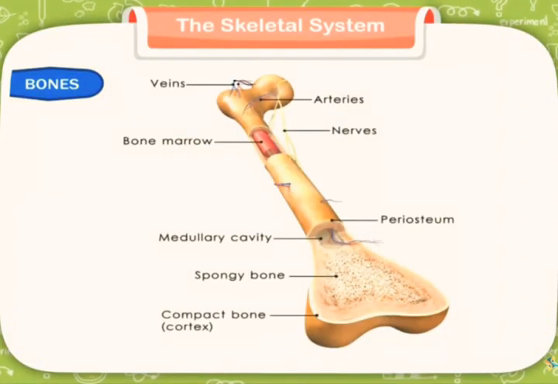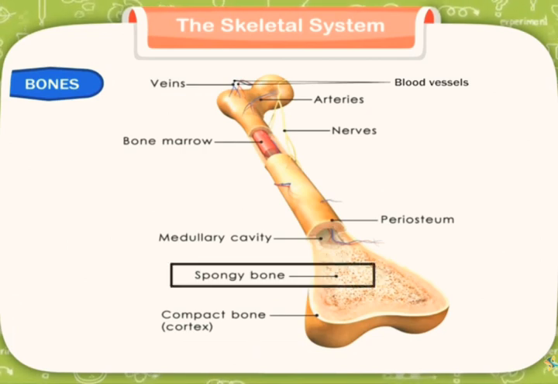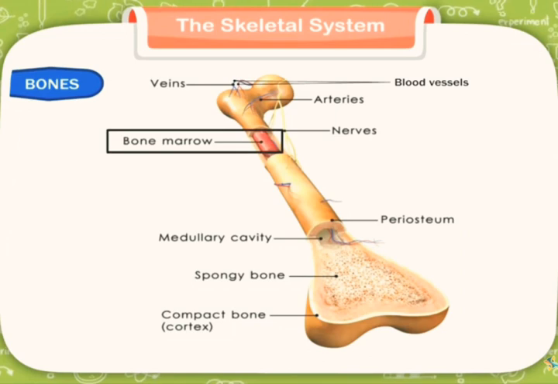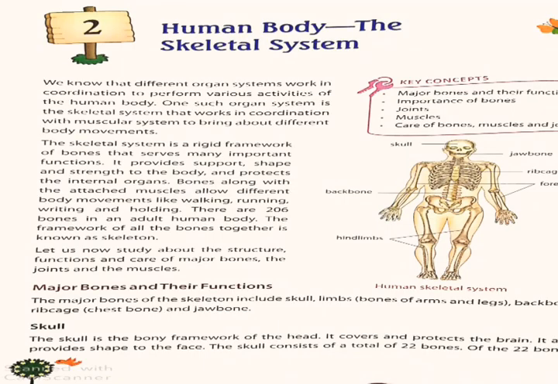Bones. Bones contain blood vessels and nerves. Bones have an outer layer of hard or compact bone, which is very strong, dense and tough, but inside they have a layer of spongy bone which is lighter and slightly flexible. In the middle of some bones is a jelly-like substance called bone marrow. In the bone marrow, new cells are constantly produced for the blood. If broken, they repair themselves in several weeks. So here we see the different parts related to bones, like veins, blood vessels, arteries, nerves, which we have already done in the circulatory system. Also, we have seen spongy bone and bone marrow. Okay. Now, bones are already explained to you.